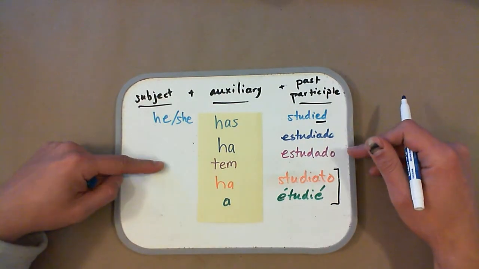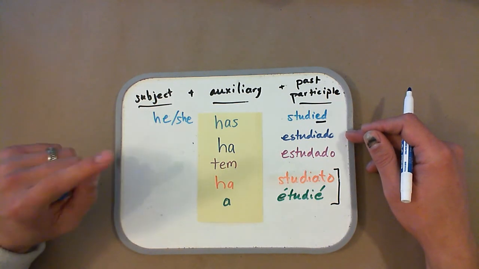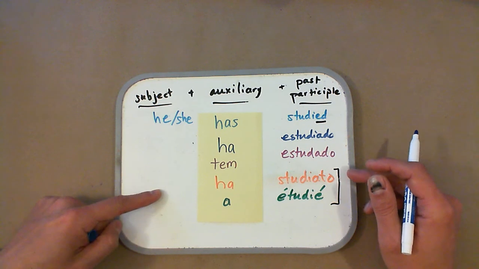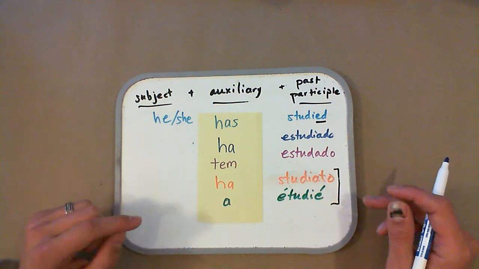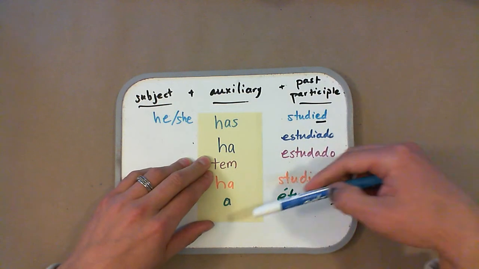Él ha estudiado. This would be él tem estudado. This would be lui ha estudiato. And il a étudié, or elle a étudié. Again, notice that the auxiliary is changing here.